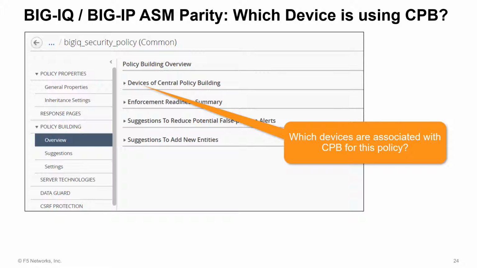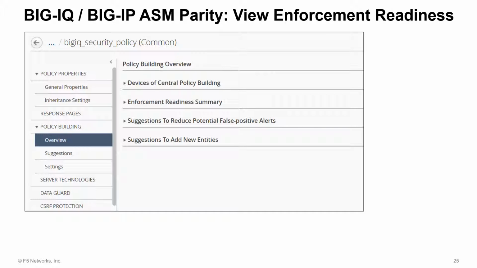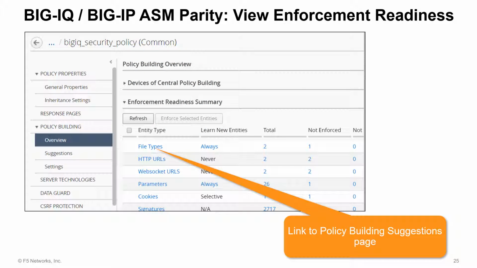The Policy Building Overview page is where the admin can view and change various aspects of policy building by clicking the expanding menu. The first section displays devices which are being managed via centralized policy building. A shortcut to the Enforcement Readiness Summary page provides links to the Learning page for entities so you can take action.